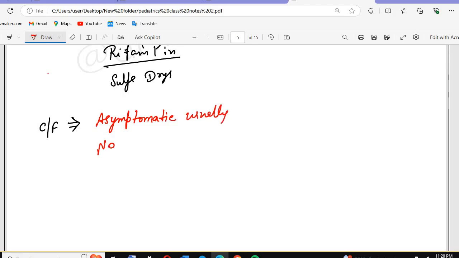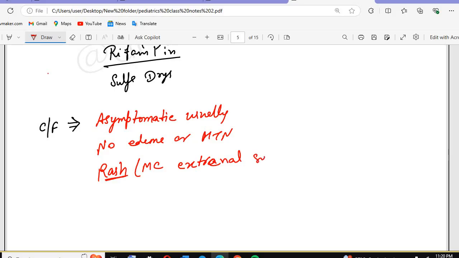You will see there is no edema, no history of hypertension. So you have to look for a patient with no edema, no hypertension, and along with that having rashes. The rash on the body is the most common extra-renal manifestation, the extra-renal symptom.